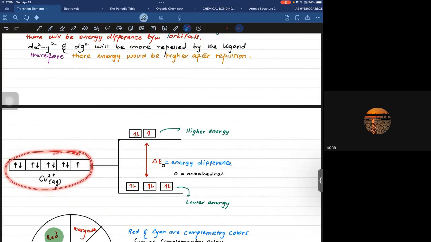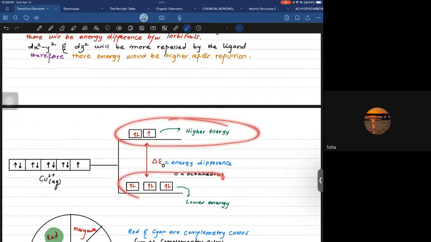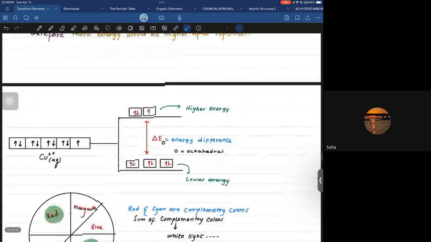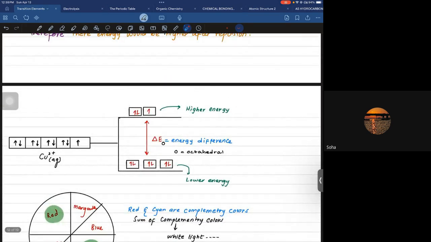These are 5d orbitals which are at the same energy level. But after approaching the metal, an energy difference is created. Two orbitals are at the higher energy level and three orbitals are at the lower energy level.